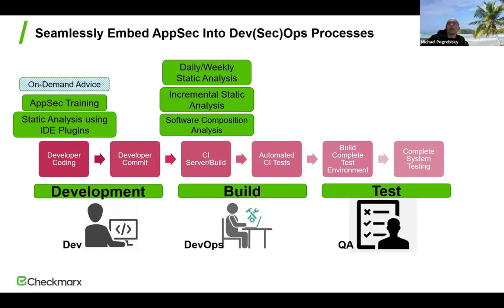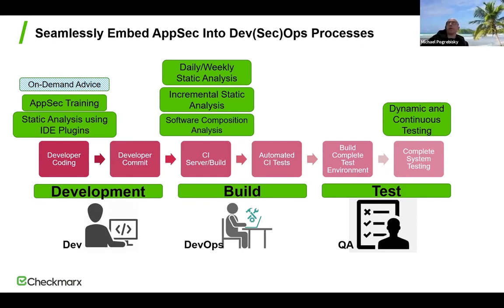Now, during the build process, this is where most of the automation happens in terms of application security. So you can do your weekly, daily static analysis. You can also utilize incremental static analysis capabilities if the tool provides them. And you can also do software composition analysis, which is understanding of the possible vulnerabilities that open source components or third-party components that your software utilizes might have.